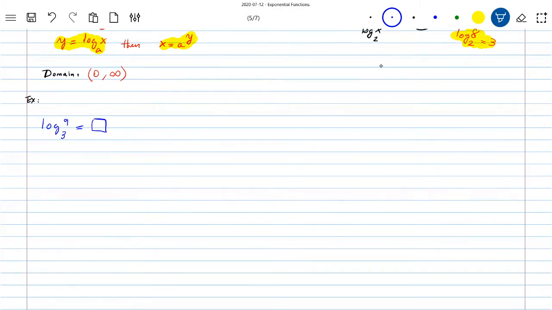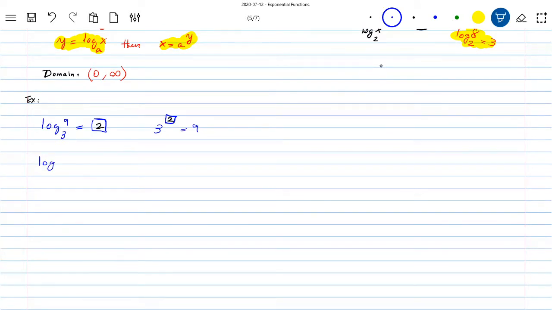It's not easy to see through the log, but if you convert it to exponential, that means 3 to what power equals 9. If I can answer this question, it's the same as answering the other one. So 3 to the power 2 equals 9, so log 9 base 3 must be 2. Okay. After a while, you don't need this conversion, but it's very useful when we solve equations later on. You will use this as well.